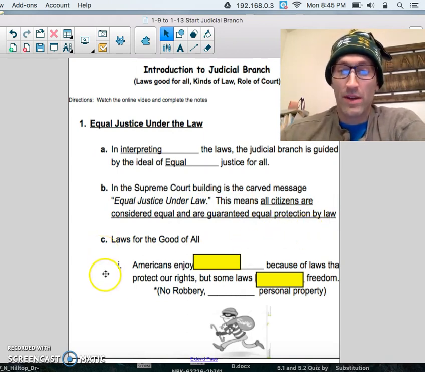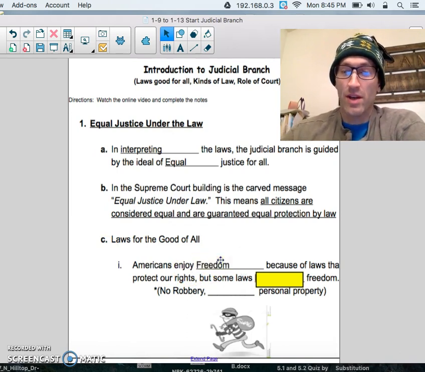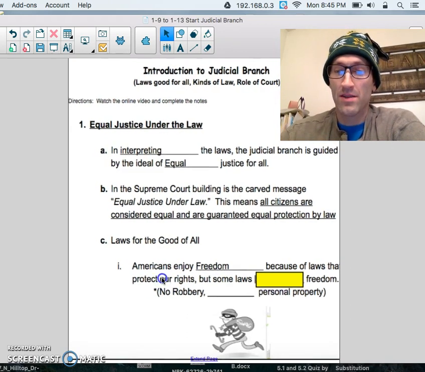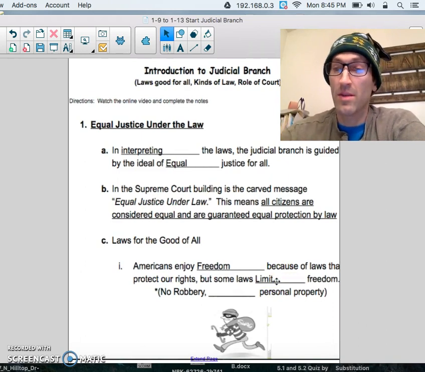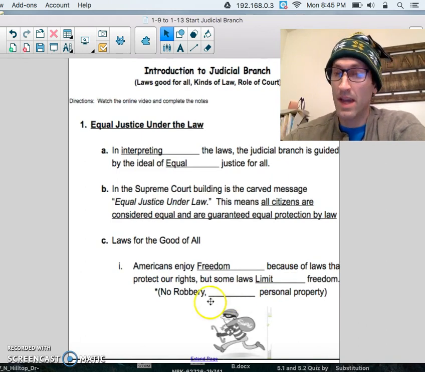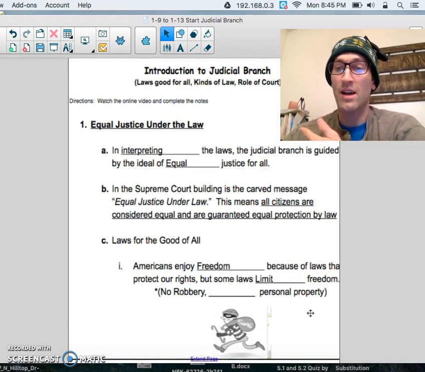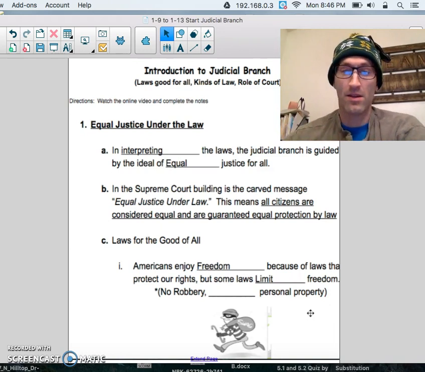Laws for the good of all, point C. Americans enjoy freedom because of the laws that protect our rights, and some of the laws actually limit our freedom. For example, we're not allowed to rob people. This is to protect, write that in, protect our personal property. It is to protect our rights to own property too. You know, one of the things John Locke said, the right to life, liberty, and property. So all this is coming back yet again.